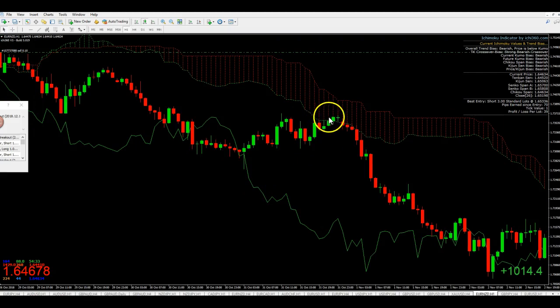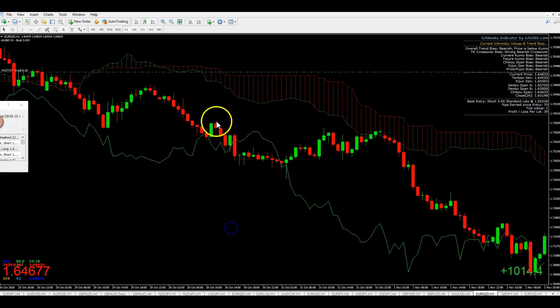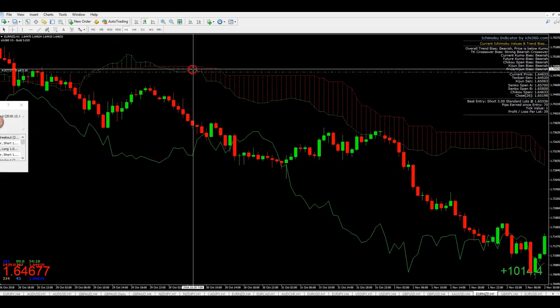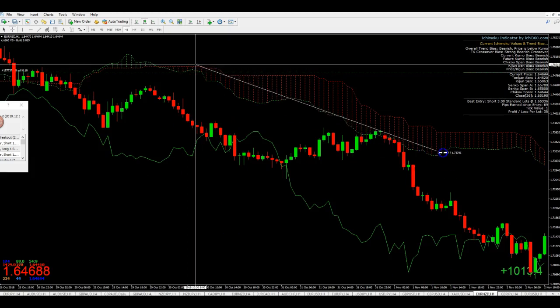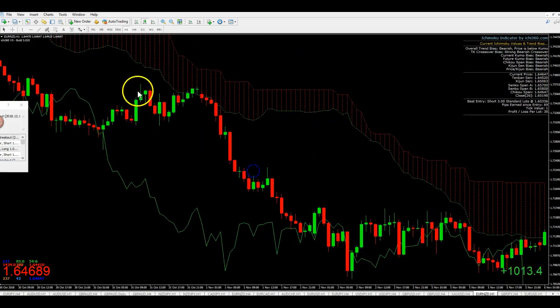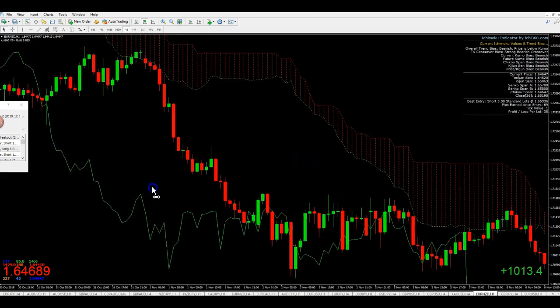I stayed in the trade because each time I was looking at the Kumo future, and as long as it was bearish, I was going to stay in there. And as you can see here, right all the way from here, it was bearish. Guess what? It kept on being bearish.